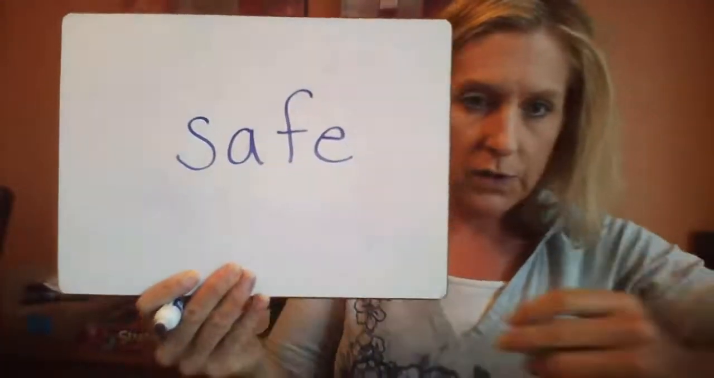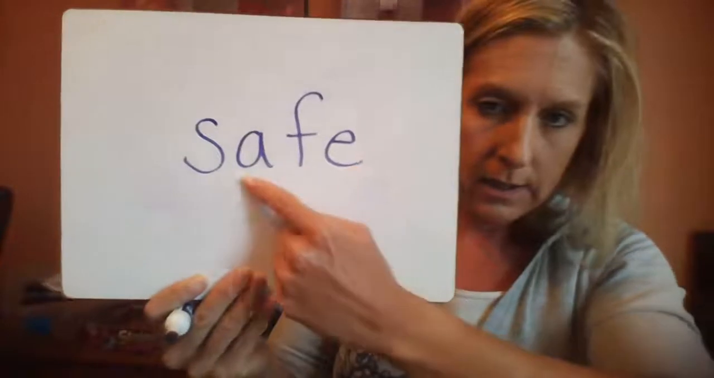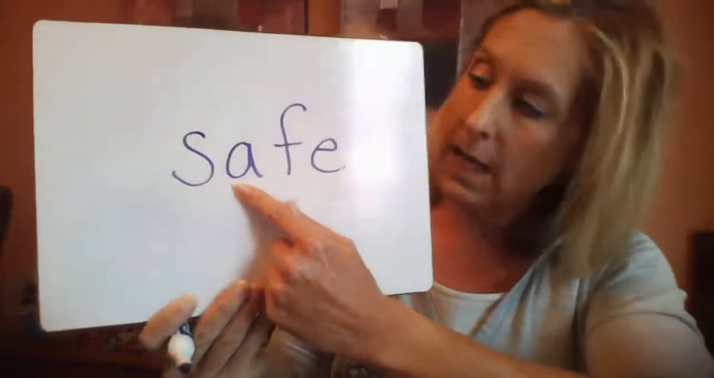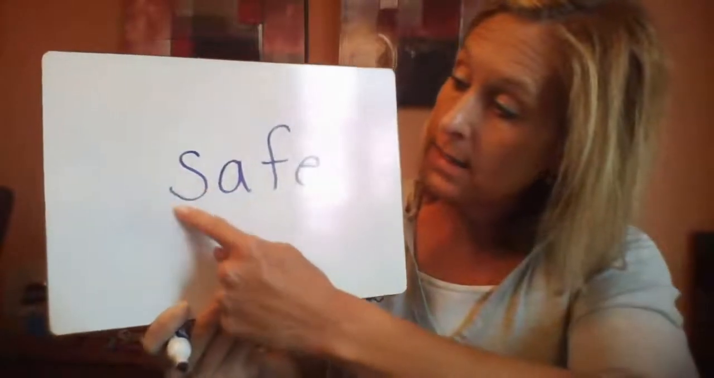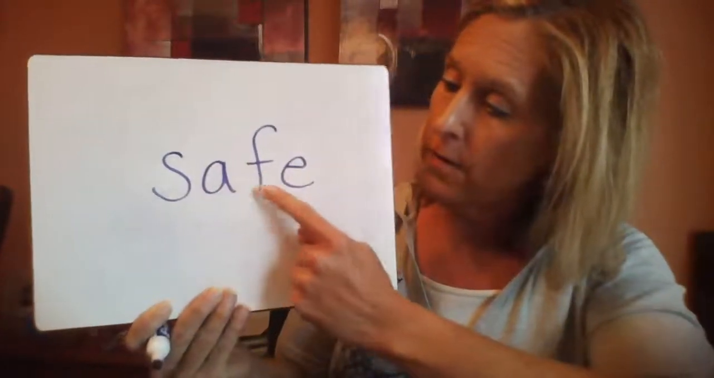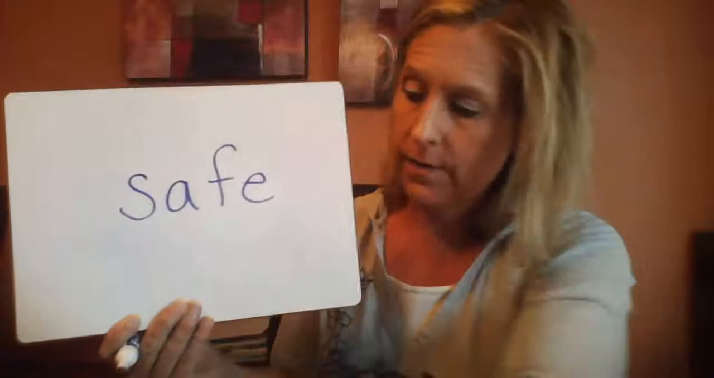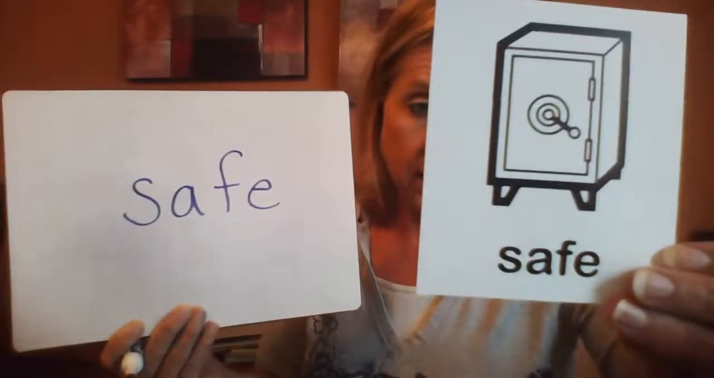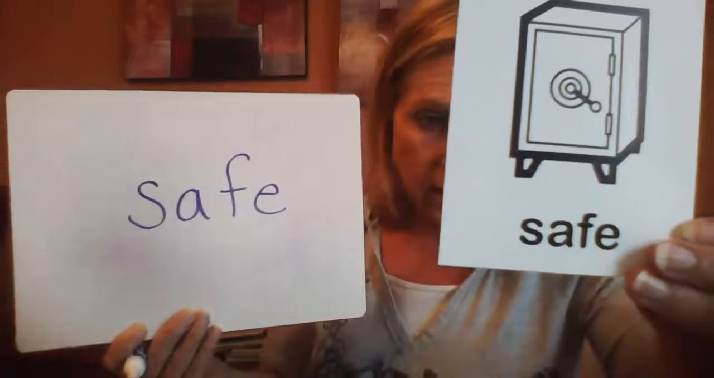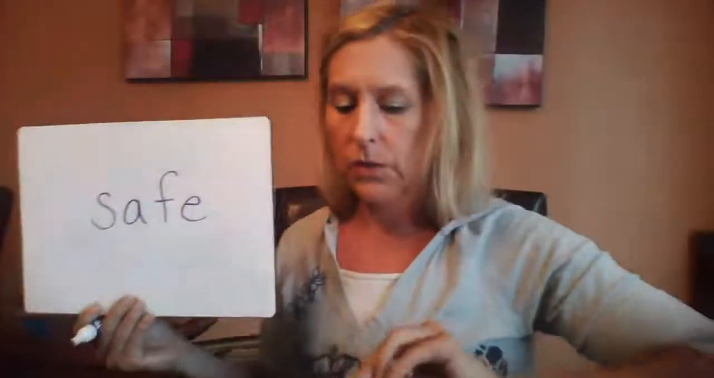Okay, again, we just notice right off there's an E. It's making the vowel say its name. The name of the vowel is A. So we're going to say safe. Safe. Safe is someplace where you lock something up safely so it doesn't get stolen.